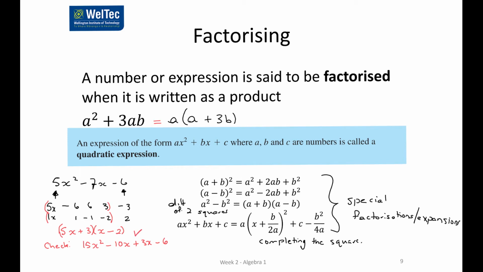What if we had something like x squared minus 1/9? How would we factorize that? What we'd do is we would recognize that it was a square minus a square. So we'd use the difference of two squares rule to say that that is going to be x and x, and then it's going to be the square root of 1/9, which would be 1/3, and one bracket will be plus and the other bracket will be minus.